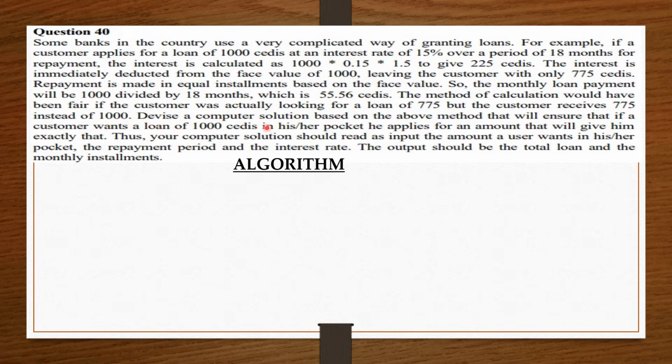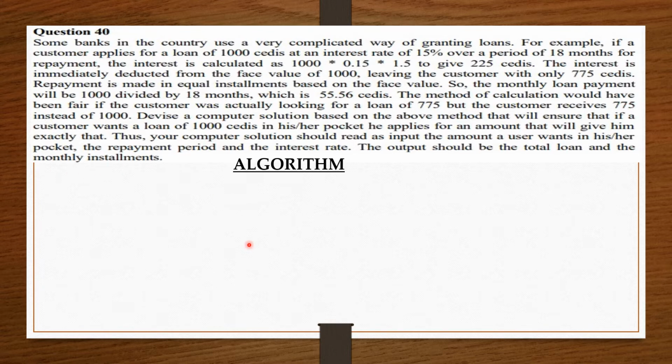Devise a computer solution based on the above method that will ensure that if a customer wants a loan of 1,000 cedis in his or her pocket, he applies for an amount that will give him or her exactly that. Thus, your computer solution should read as input the amount a user wants in his or her pocket, the repayment period, and interest rate. The output should be the total loan and the monthly installment.